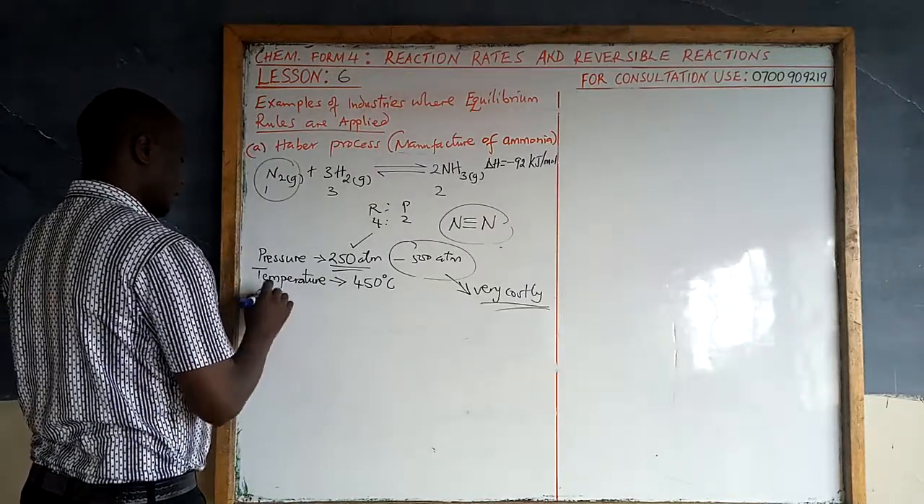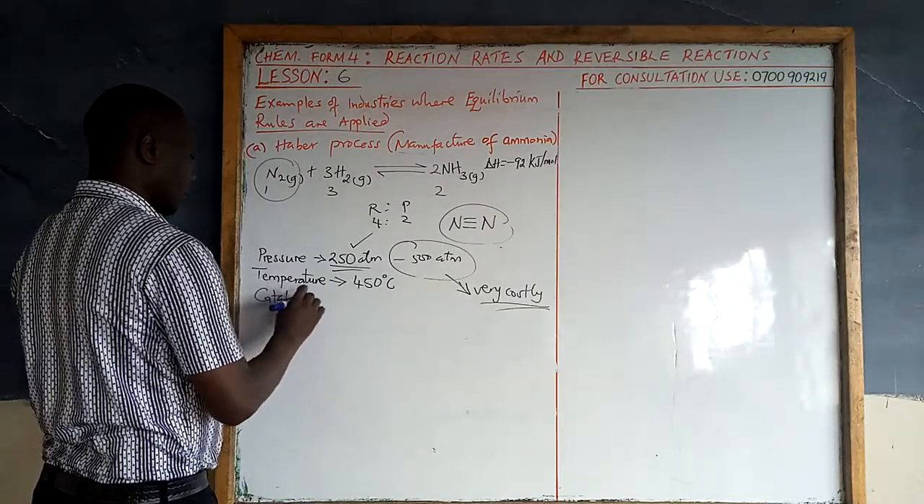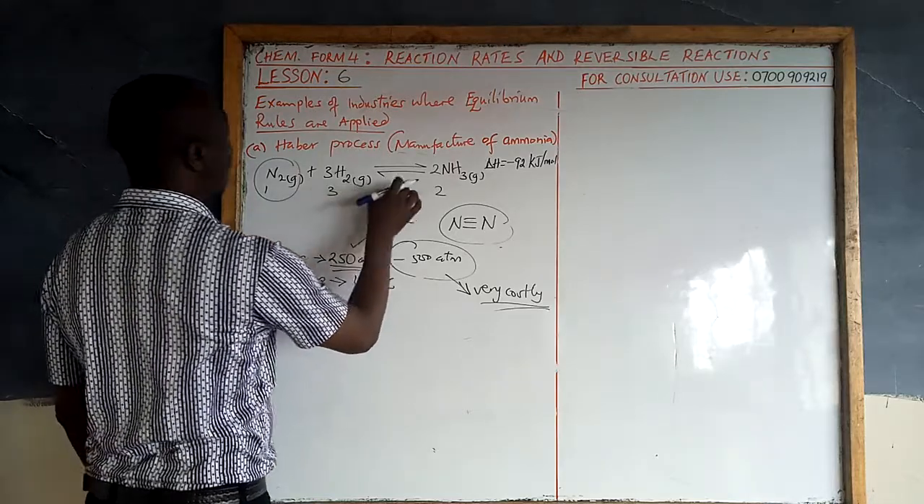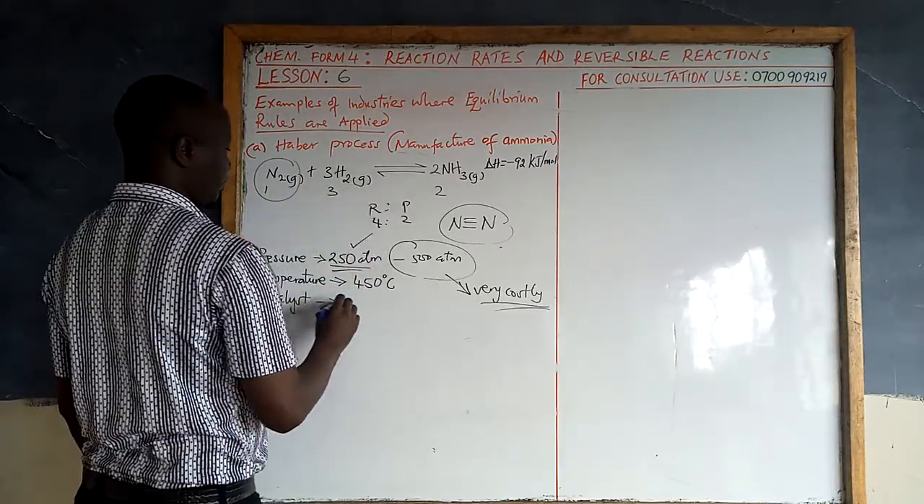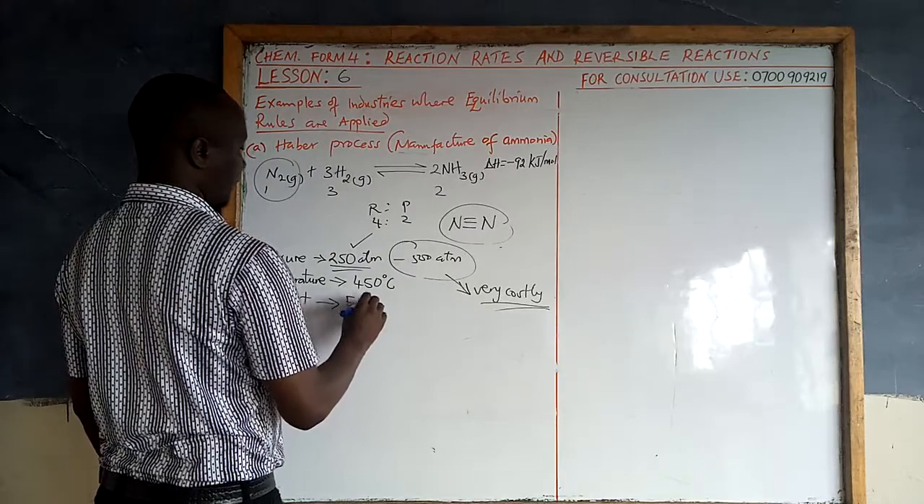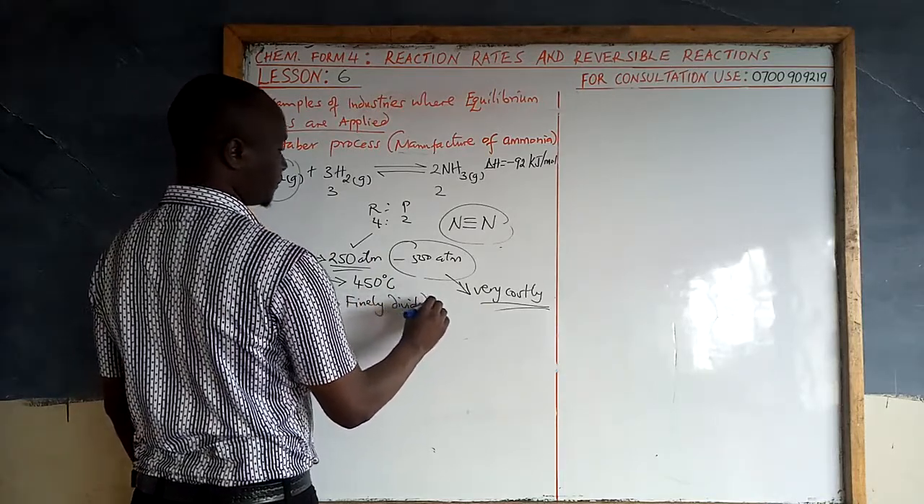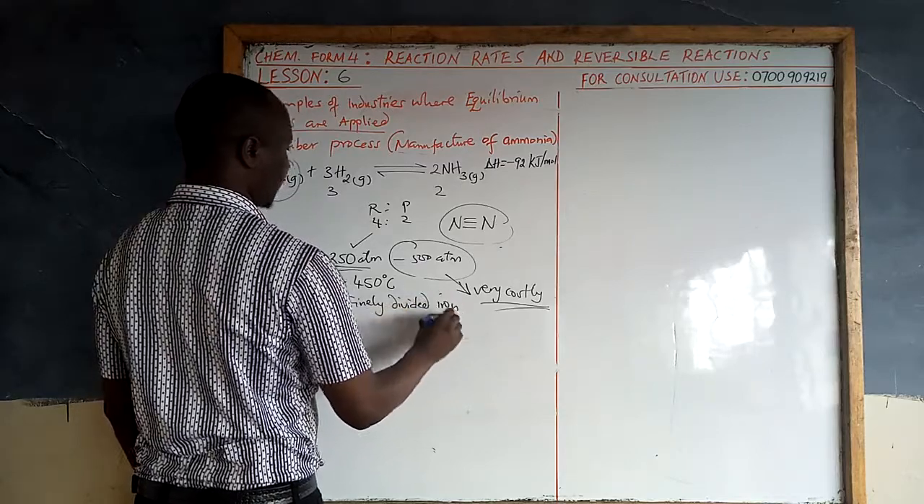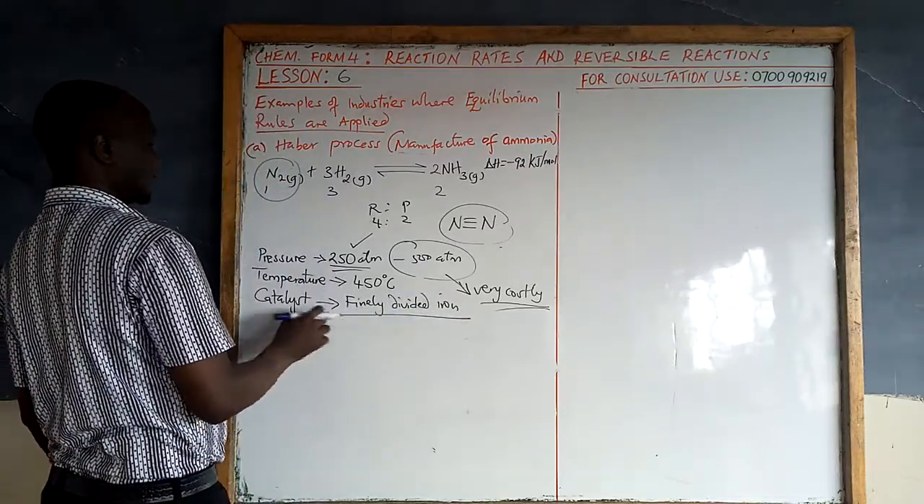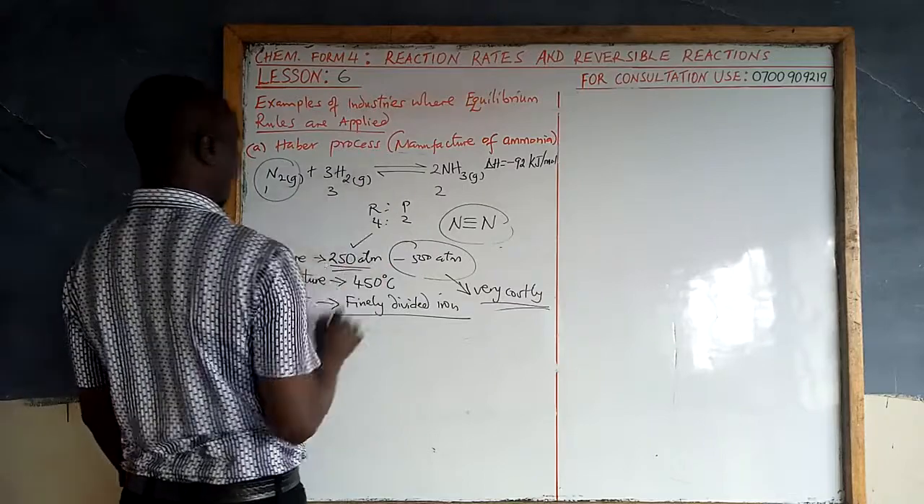on catalyst. So this equilibrium can be made faster if we use finely divided iron. Finely divided iron catalyst is used to speed up the reaction.